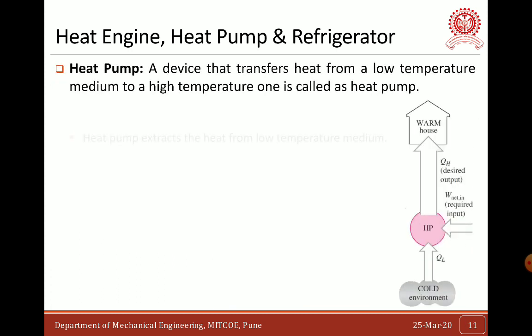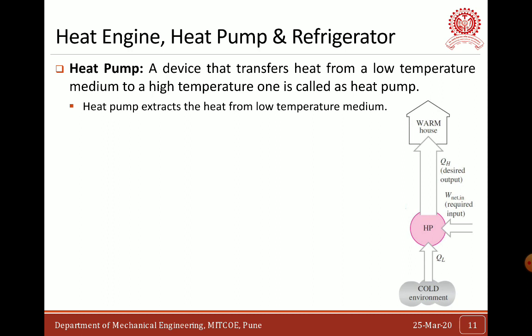Next we'll see what is meant by the heat pump. It is nothing but the device that transfers heat from a low temperature medium to a high temperature medium, and is called a heat pump. A heat engine is a power producing device, whereas a heat pump and a refrigerator are both power absorbing devices. Here in the right side diagram you can see the direction of arrows is exactly opposite to that of the heat engine. So work needs to be provided so that this heat pump can be operated.